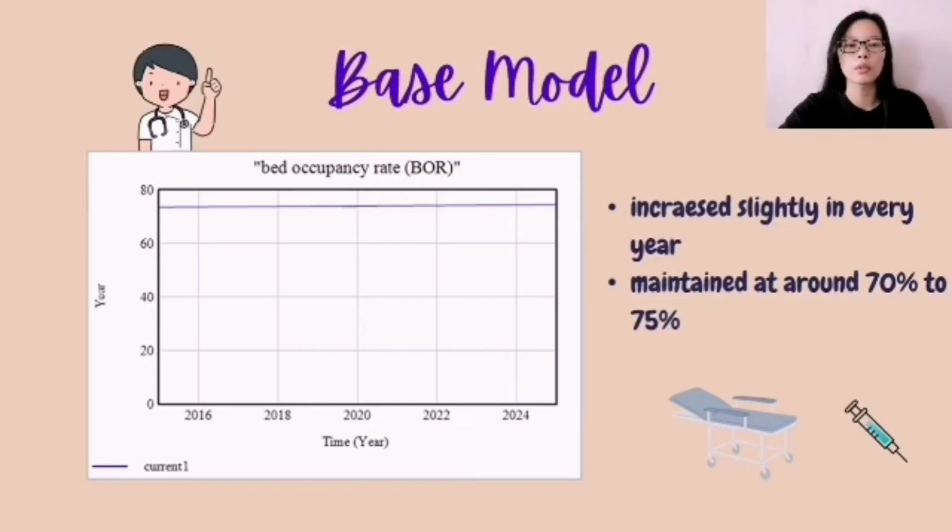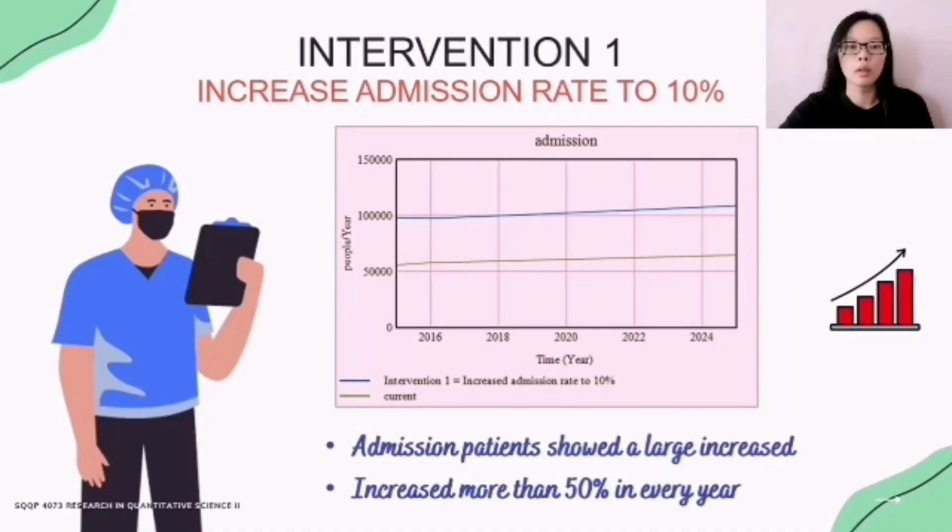Since our objective is to identify the utilization of the beds in the hospital, our base model will be the bed occupancy rate, BOR. From the graph, we can see that the BOR increased slightly every year, but still maintained at around 70% to 75% every year. And we will continue to the intervention.